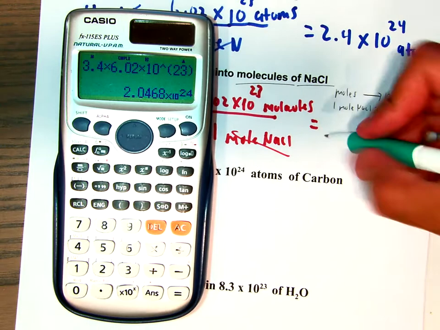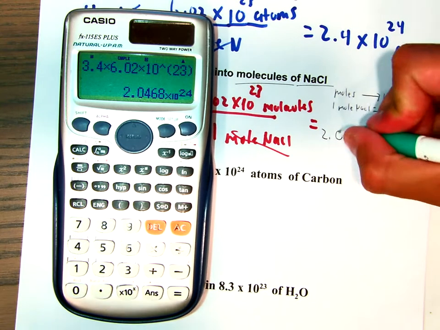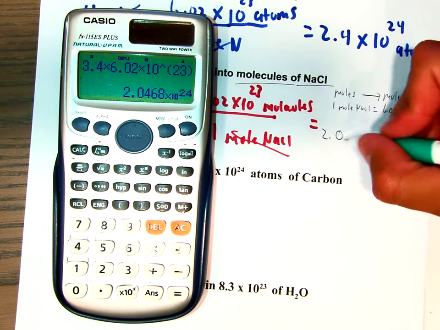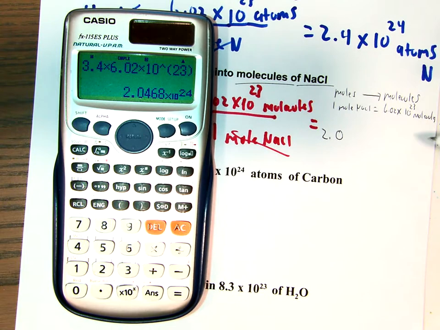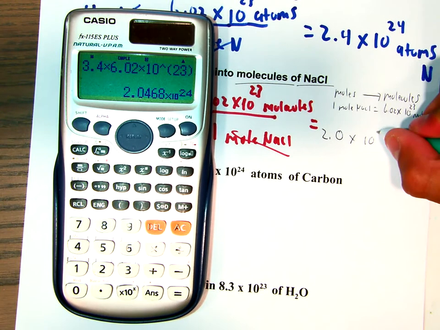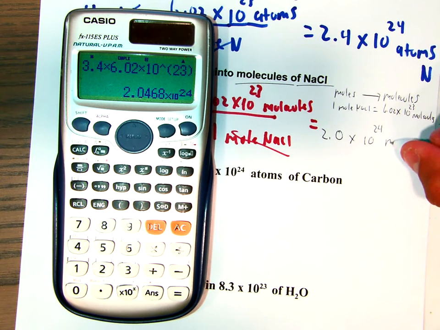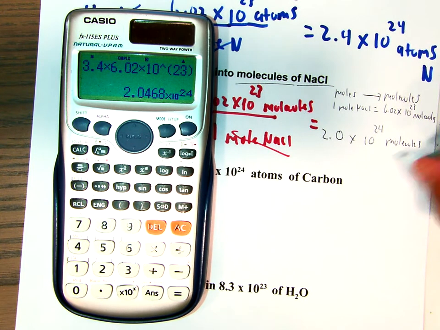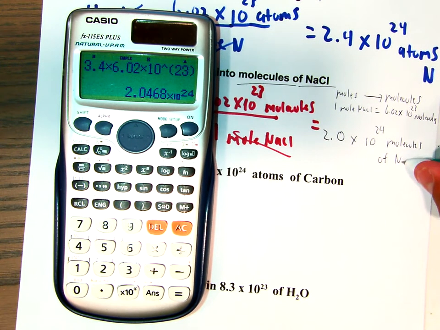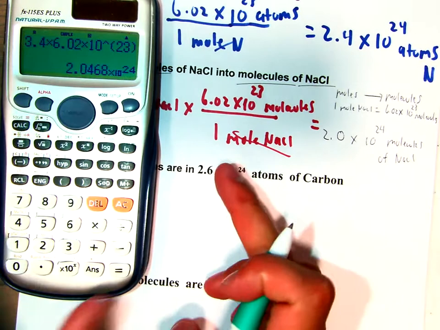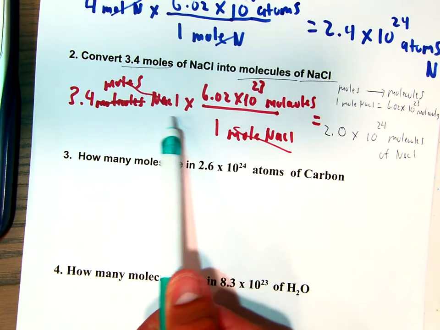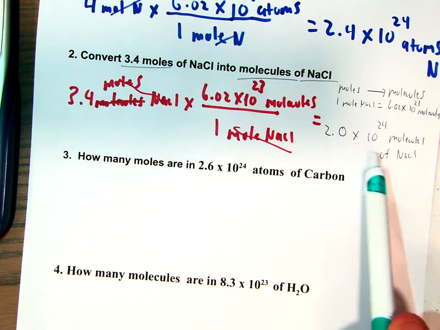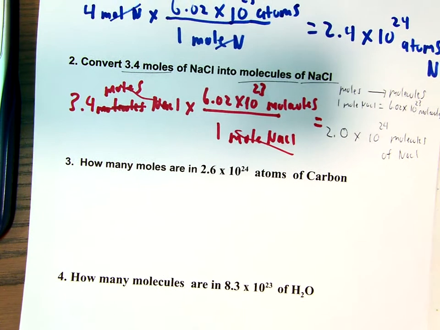So my answer will be 2.0. I can just leave it like that because I rounded to that first decimal, right? That was a 4, so that'll stay at 0, times 10 to the 24 molecules of NaCl. Okay, so what this means is if I were to have 3.4 moles of this, for example, in a container, I would have 2 times 10 to the 24 molecules of NaCl.